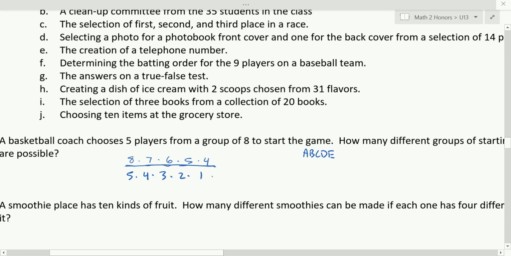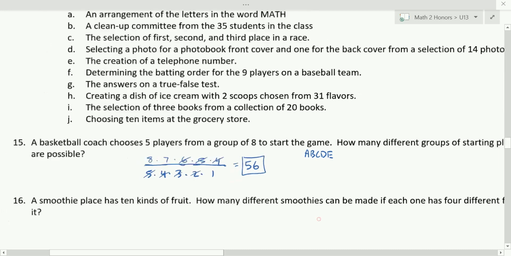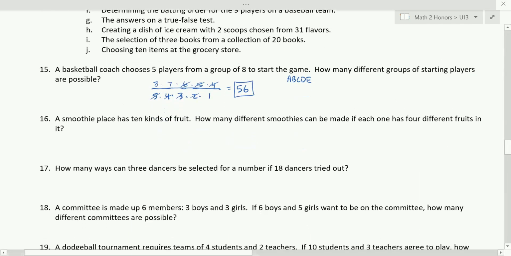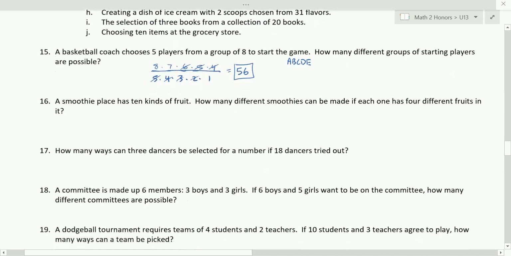And now let's see what we could do without a calculator first. So I don't need a calculator on this one. It's just 8 times 7, which is? So if I have 8 players, there are 56 different starting groups that I can make. I'm teaching you to count here. Okay. Try number 17.